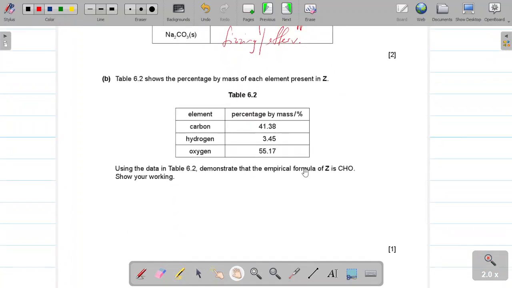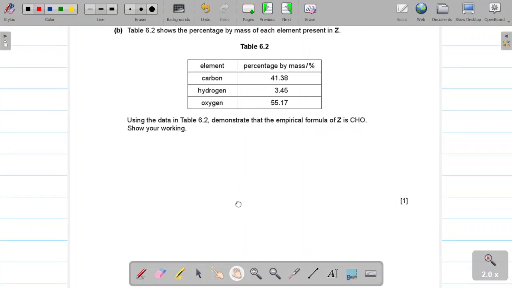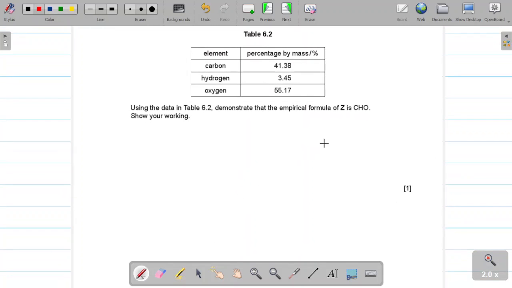Right? The question tells us here, table 6.2 shows the percentage by mass of each element present in Z. Use the table to demonstrate that the empirical formula of Z is CHO. Show your working. So they want us to know the empirical formula, which is the simplest whole number ratio. So how to begin this question?